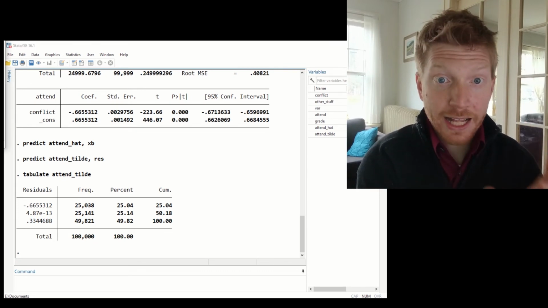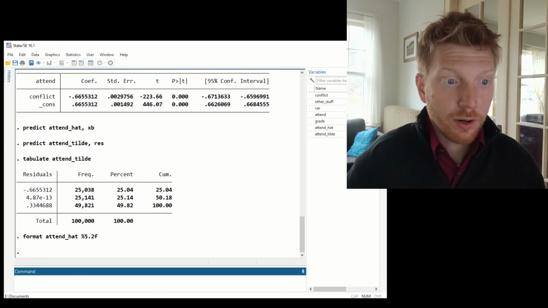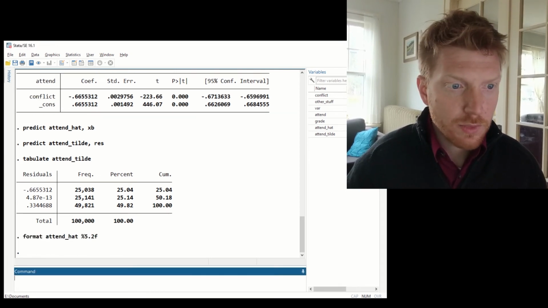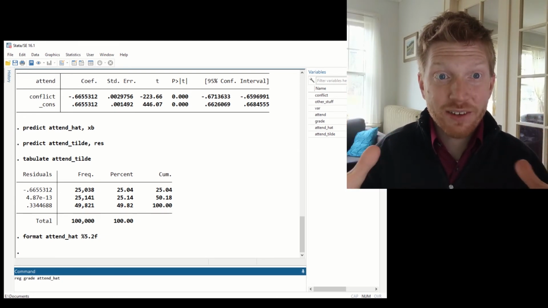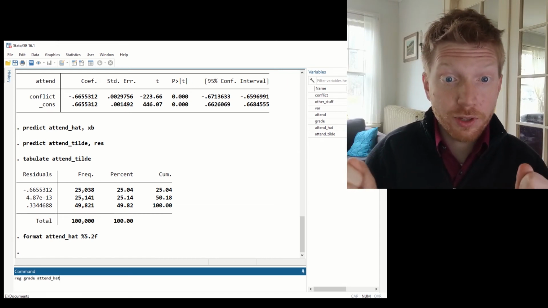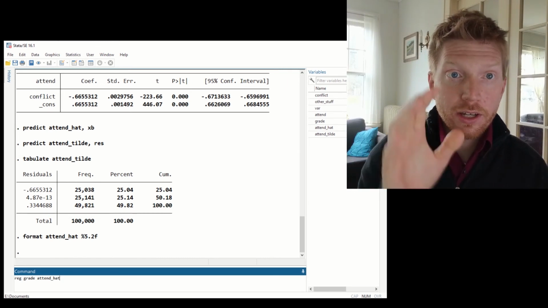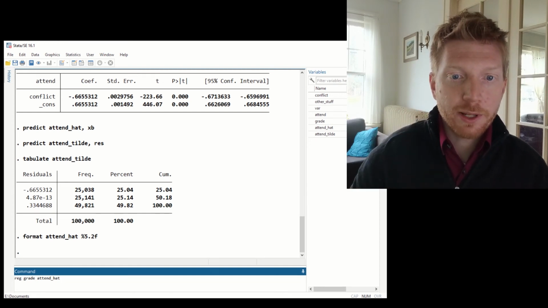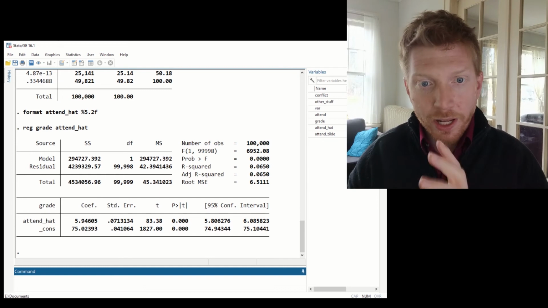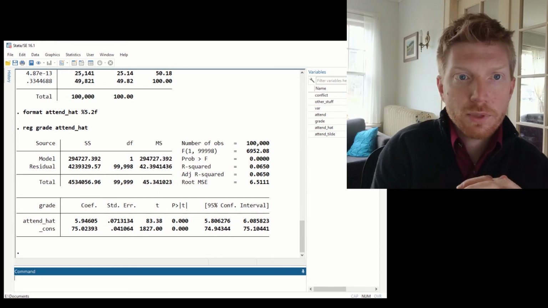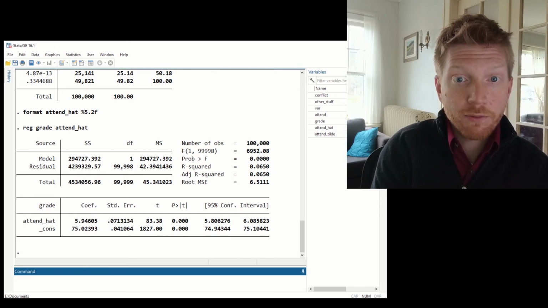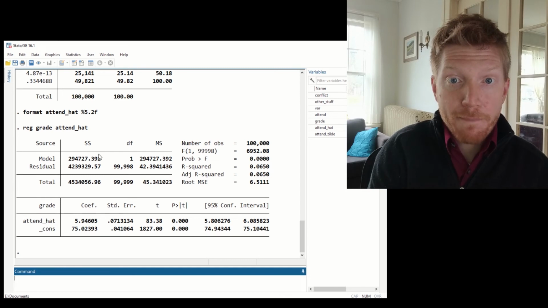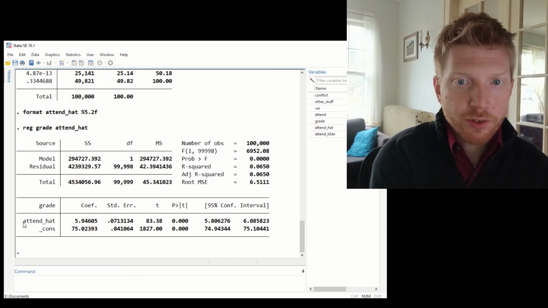All right, now we have our attend hat. We are ready to run our second stage. Our second stage regression simply takes, instead of using all of X, only the portion of X that is coming from and explained by our instrument. So we're going to regress grade on attend hat. And we get a coefficient that is very close, 5.946. Very close to the true value. We get a good estimate here.